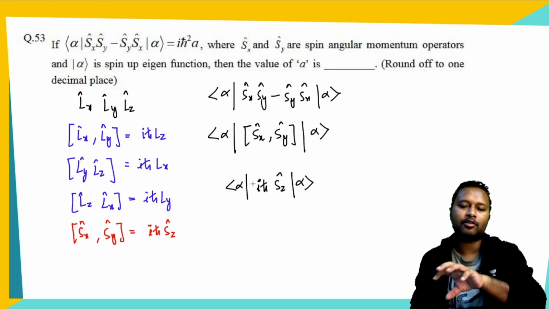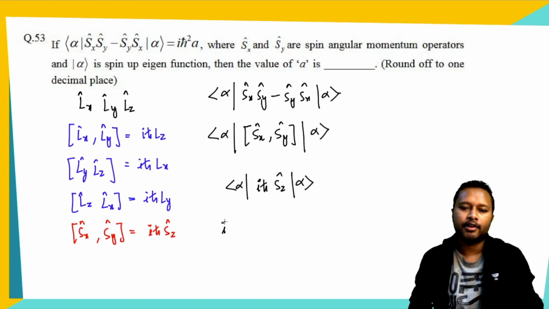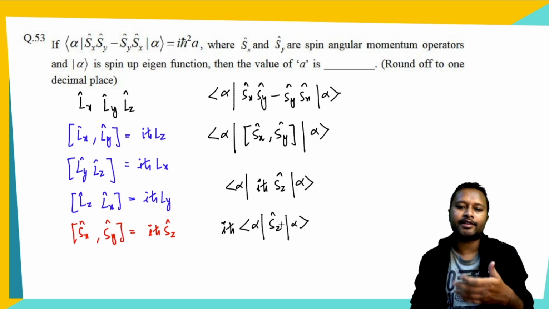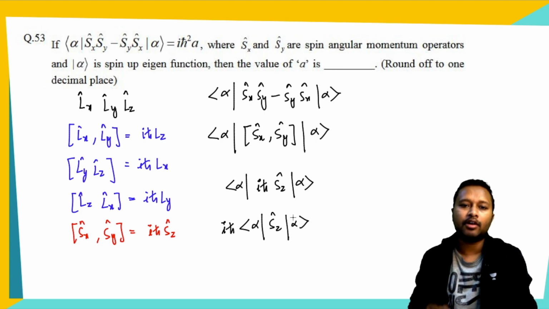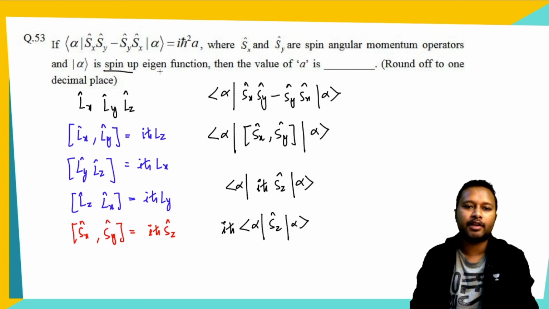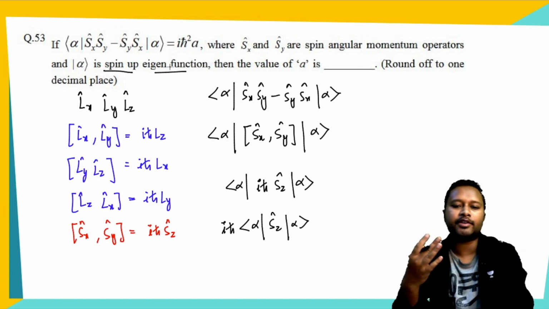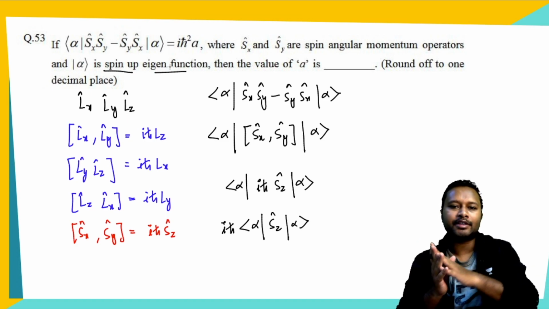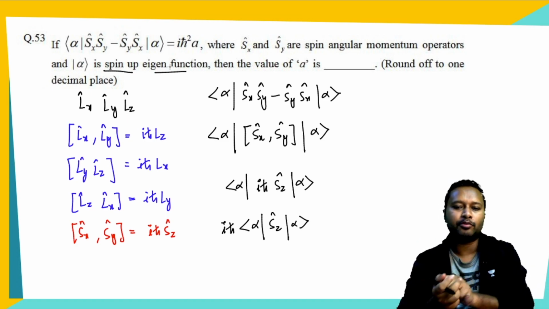So I have just used that. Now i h cross is a constant number, so that can be taken outside. I'll get alpha Sz alpha. That means I have to apply this Sz operator on alpha. Now alpha is what? Alpha is a spin up eigenfunction. A spin up eigenfunction means its spin value is plus half.